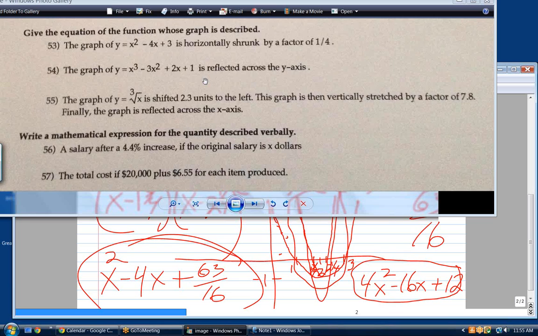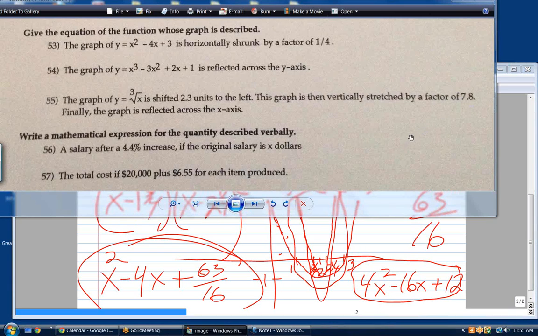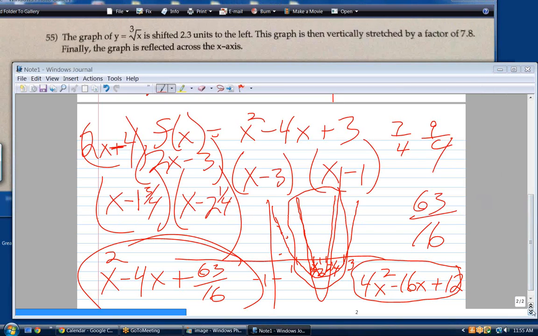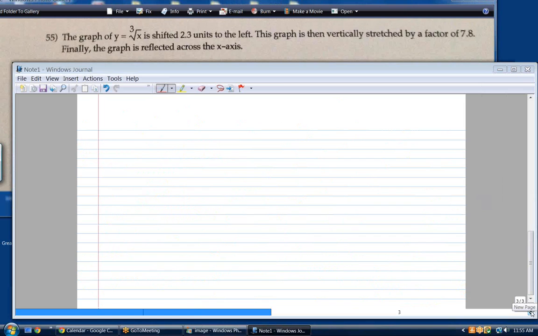You want to just go to 56? Let's go to 55. Okay. Because I'm sure of 55. 53 and 54 I want to give some more thought to before I tell you what I think. Because I'm obviously not right on 53.